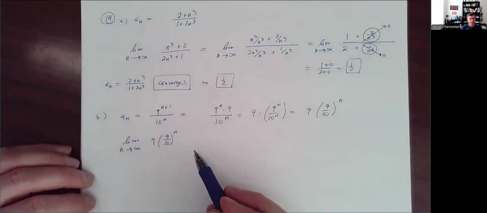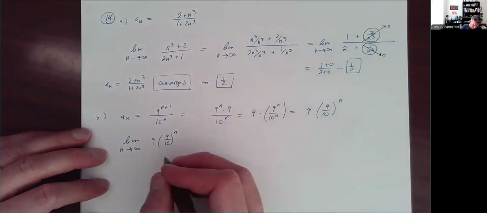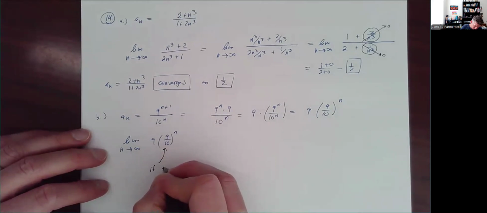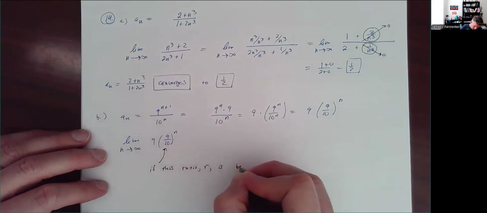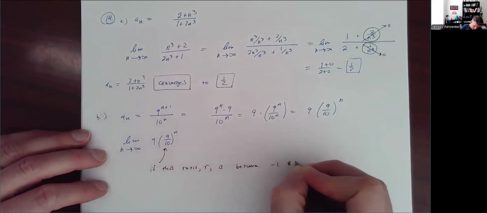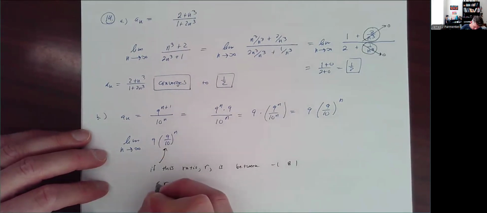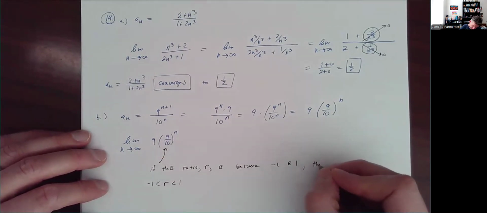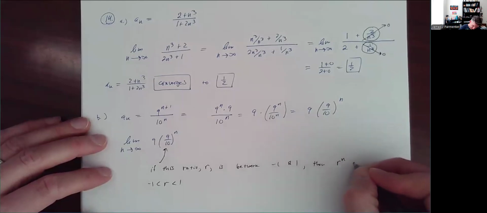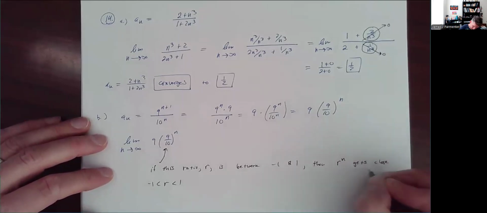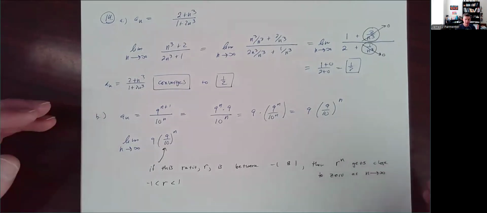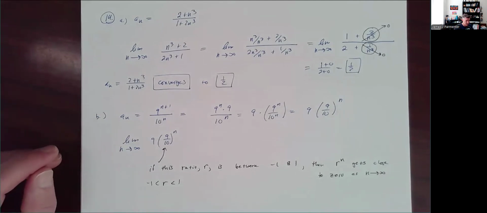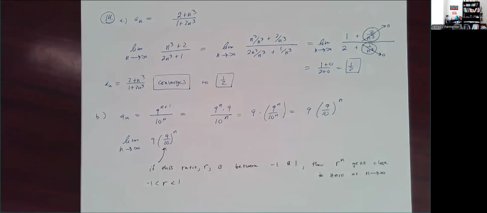if you have something raised to the nth power, if that something, which we usually call r for ratio, is between -1 and 1, so that is if your r is less than 1 and bigger than -1, then r to the nth power gets really close to 0 as n goes to infinity. What's happening is you're taking this number that's less than 1 and multiplying it by itself over and over and over again. If you do that on a calculator, let me grab my calculator real quick.